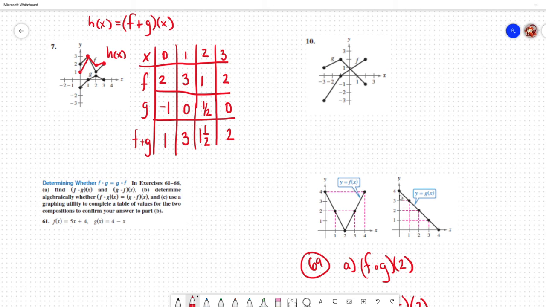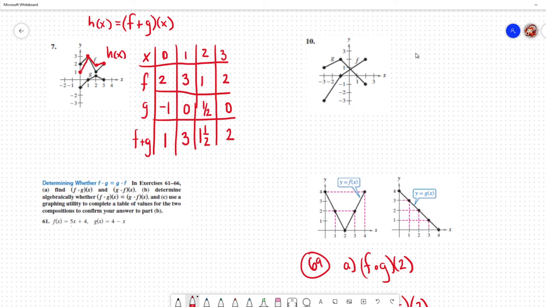So just that simple. If it had said f minus g, then I would have subtracted these two, and I would have gotten those values and plotted accordingly. That's all we're doing, is just using the values that are already present in the graph and conducting the function operation. So let's do it over here with number 10.